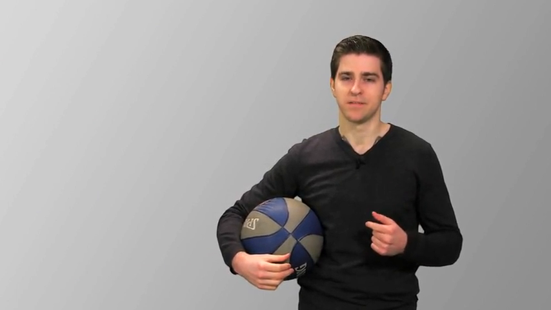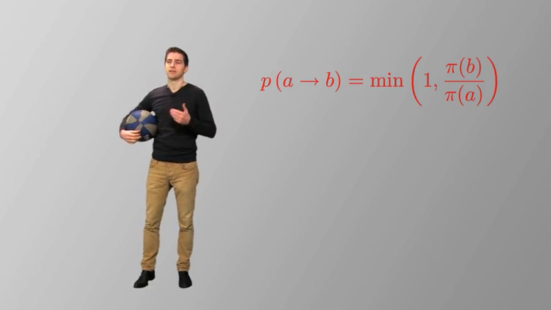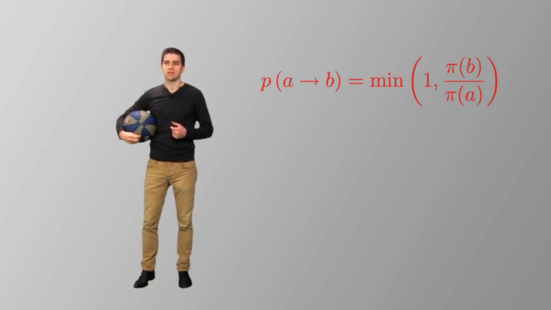Throughout this course, we used the Metropolis algorithm many times. As Werner explained in the first lecture, the Metropolis acceptance rate is given by P of A to B equals the minimum of 1 and the ratio of the statistical weights pi B and pi A of the states B and A. But what did we actually do in order to decide whether or not a particular move is accepted or rejected?